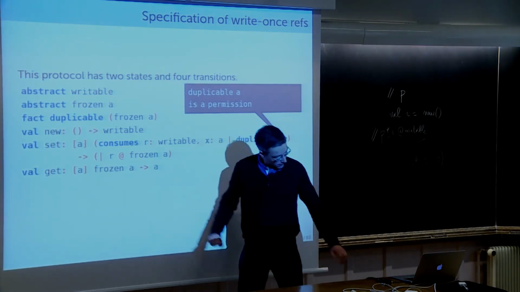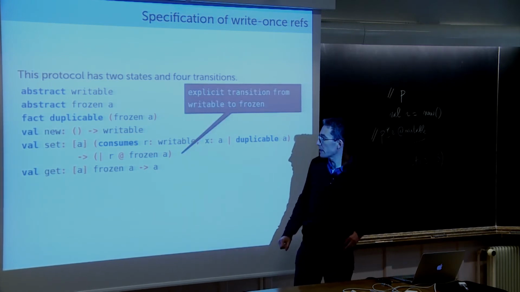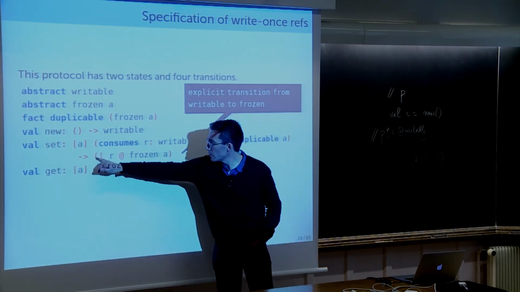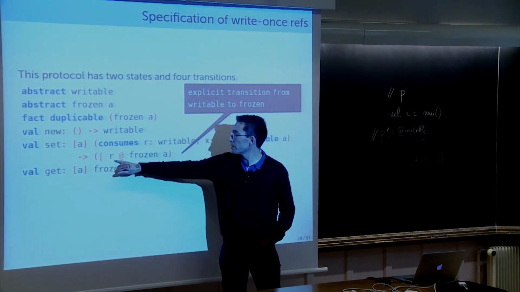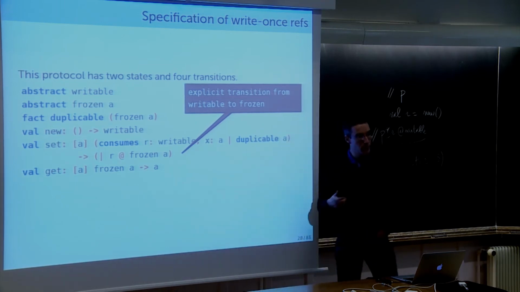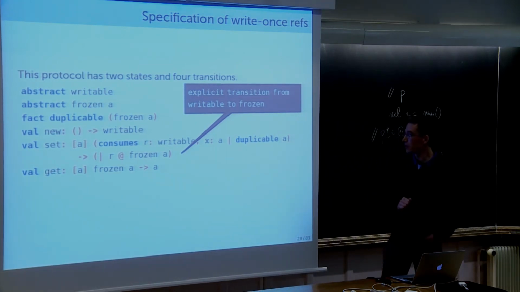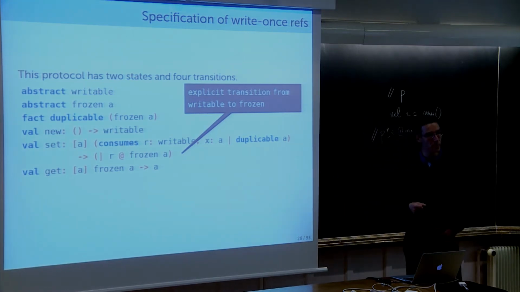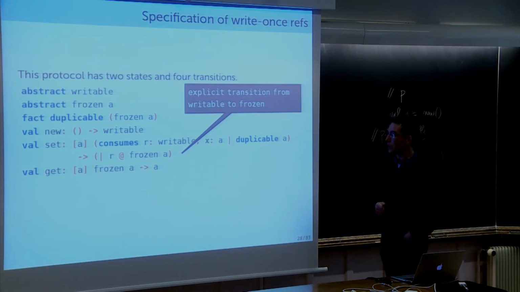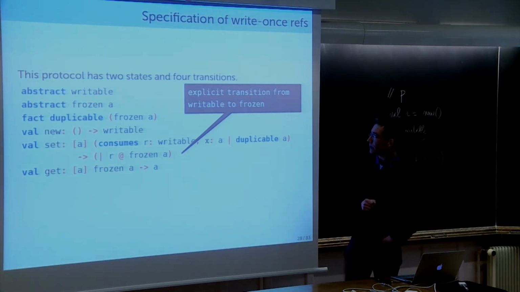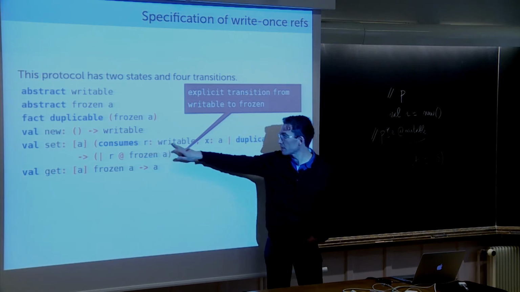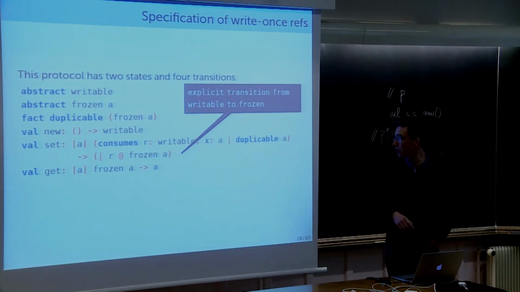And in the result, the function returns nothing at runtime. So this is a slightly sugared syntax for saying unit conjunction this permission. So it returns unit, no result at runtime. But at compile time, if you will, it returns the permission r at frozen a. So after the call, we know that r has become a frozen reference. So we have transitioned from one state to another because we have lost r at writable, and in return we gain r at frozen a.